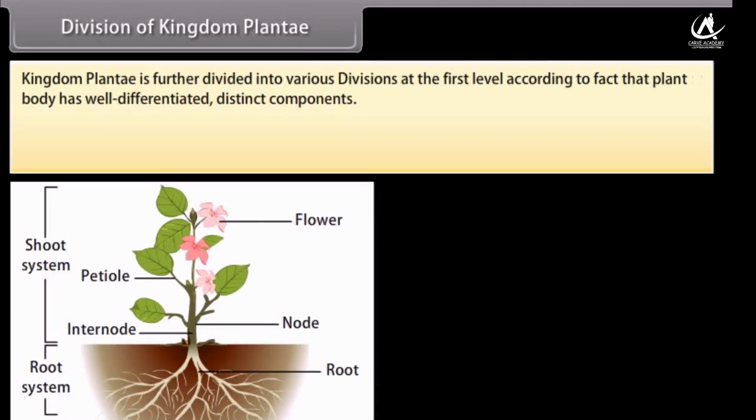Division of Kingdom Plantae. Kingdom Plantae is further divided into various divisions at the first level, according to the fact that the plant body has well-differentiated distinct components.